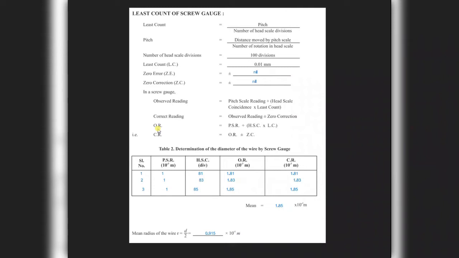Continue the same methodology 3 times and calculate the mean. The value is the diameter of the wire. Using this we can calculate the radius of the wire. Then we go to the calculation by manual.